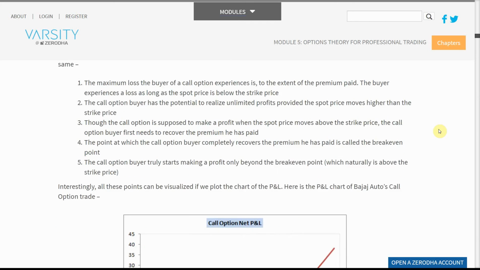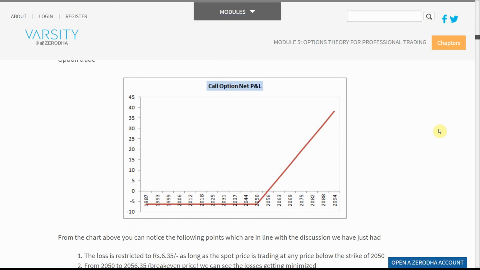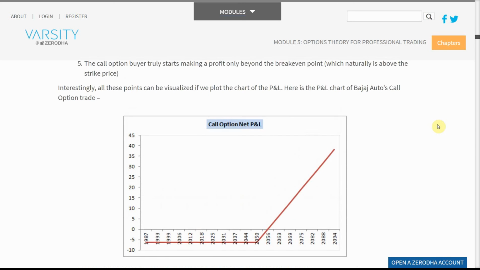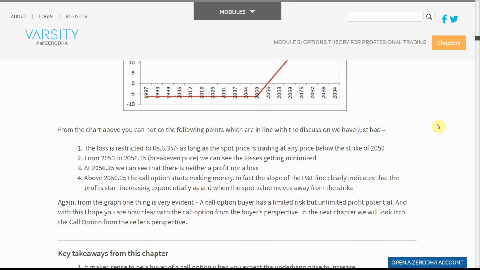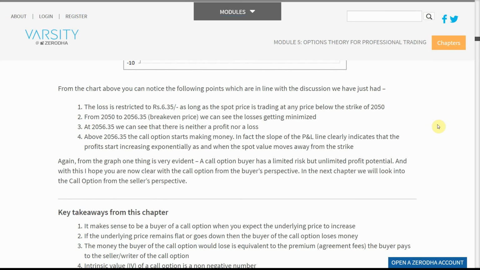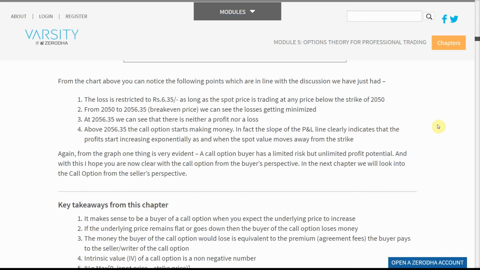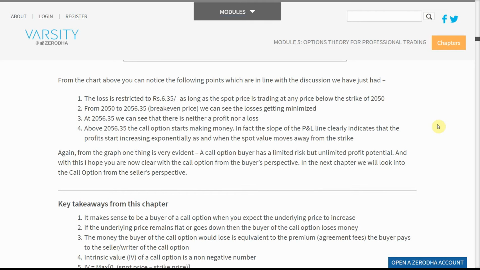Here is the P&L chart of Bajaj Auto's call option trade. From the chart above you can notice the following points which are in line with the discussion we have just had. The loss is restricted to 6 rupees and 35 paise per share as long as the spot price is trading at any price below the strike of 2050. From 2050 to the 2056.35 break-even price, we can see the losses getting minimized.